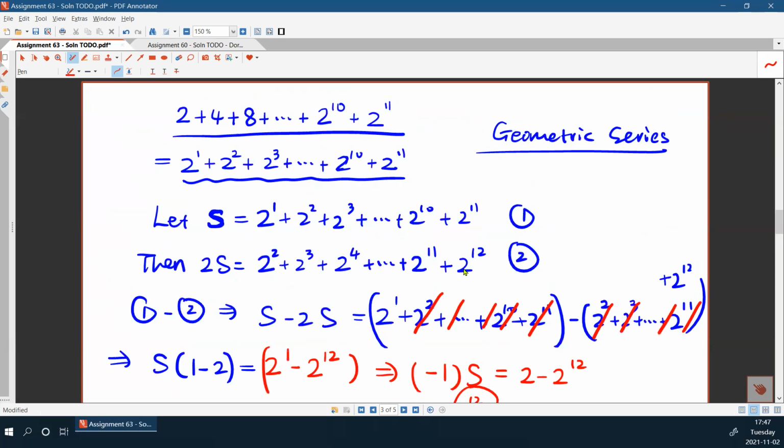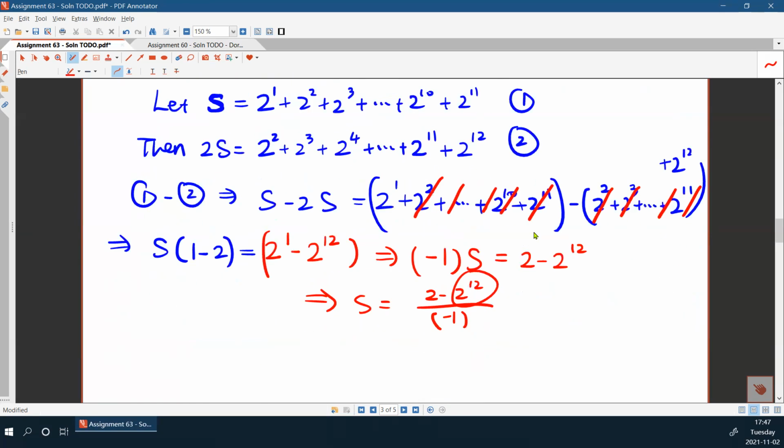So instead of calculating each term separately in the original expression, this time you can just calculate 2 to the power of 12 once, right? So it will save you some time. Understand? This is a shortcut to calculate the sum of a geometric series. So be careful with this, okay?